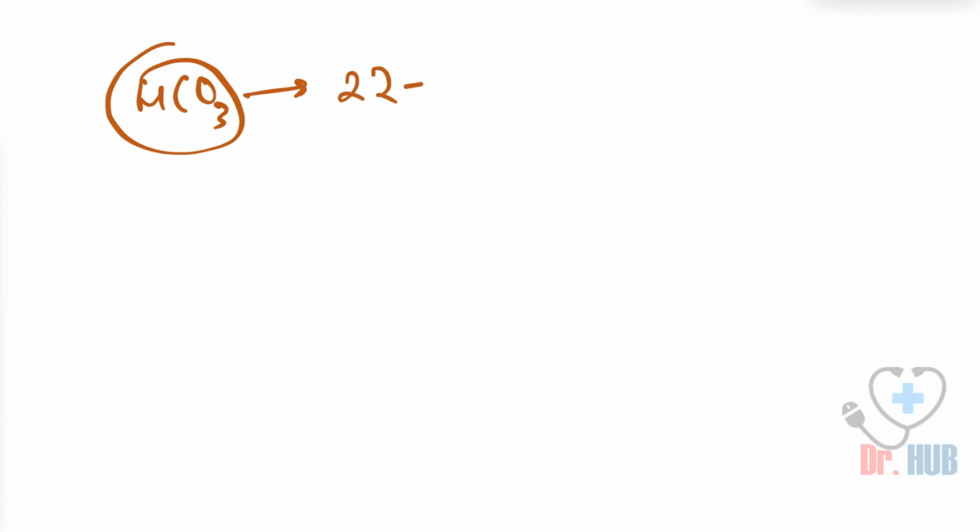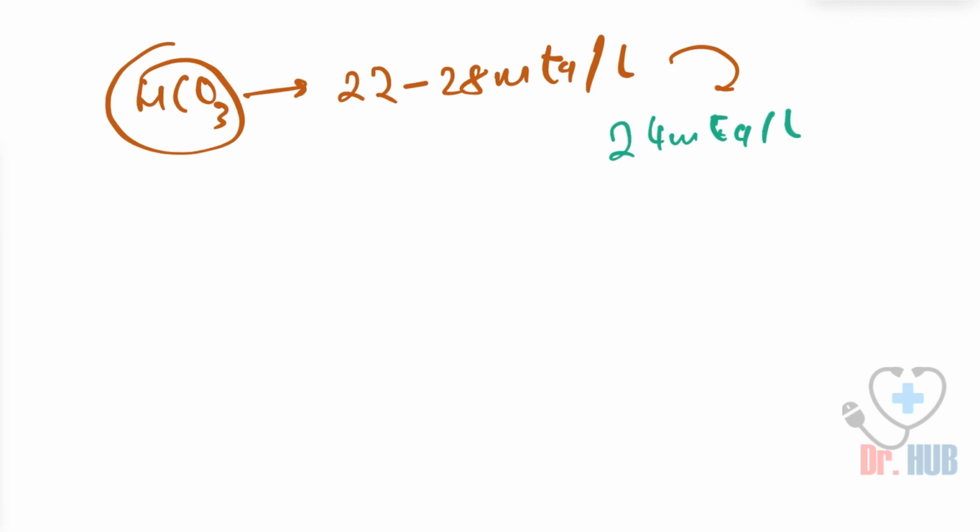Now we'll move on to answering our questions. The first question we asked was, what about the HCO3 normal range? So HCO3 normal range is nothing but 22 to 28 mEq per liter. And this brings the optimal value as 24 mEq per liter.